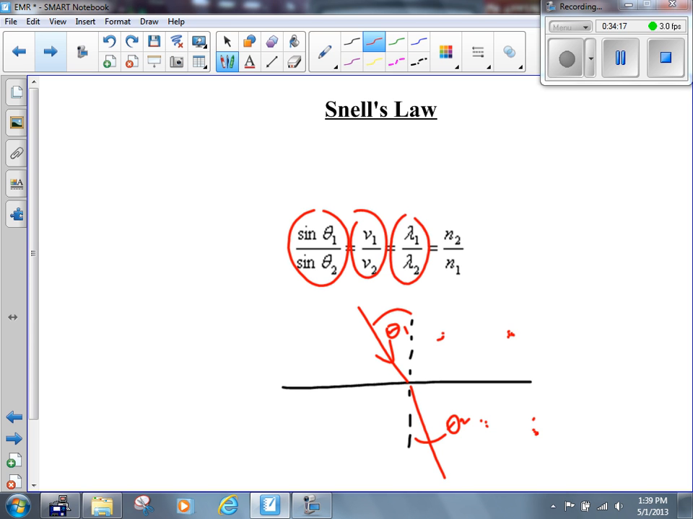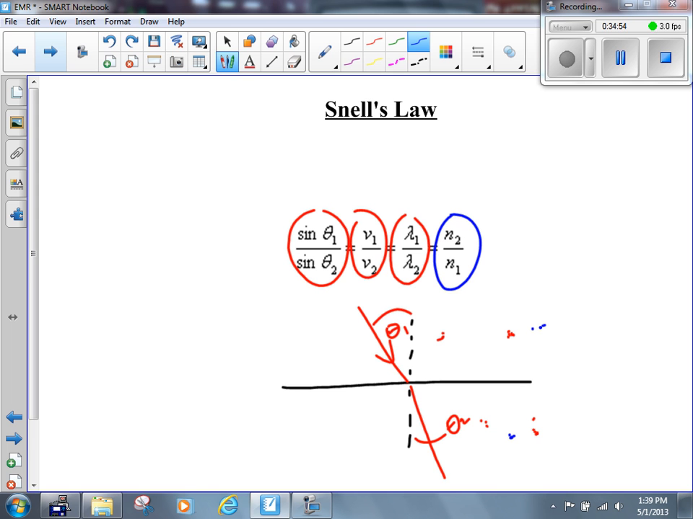In other words, as theta decreases, so does v and so does lambda. But notice it's equal to the inverse of the indices of refraction. It's equal to the ratio of n2 to n1. Why is that the case? Well, as theta goes down, v goes down. As v goes down, lambda goes down. But as lambda goes down, the index of refraction goes up. When you go from a low to a high index of refraction, you go from a high to a low speed. So v, lambda, and theta are all inversely related to n.